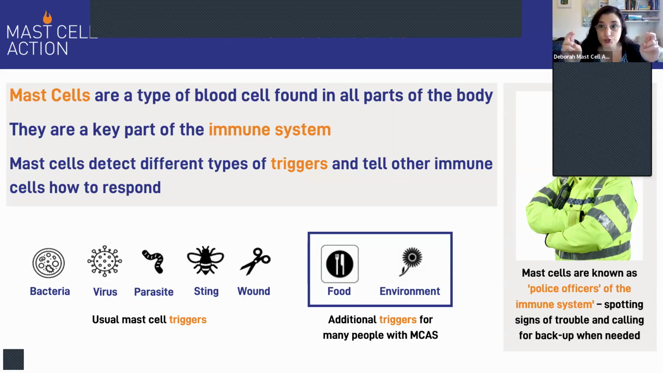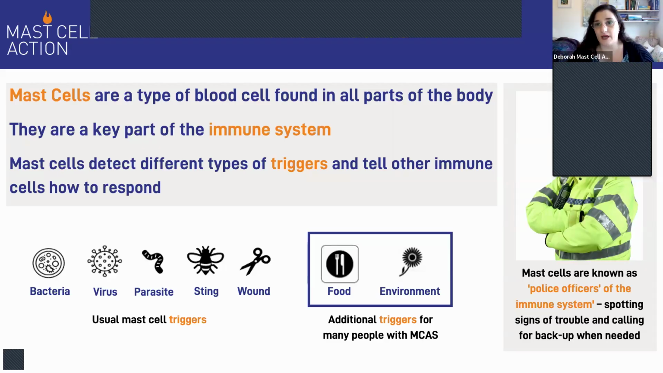So the things that should trigger mast cells are things like bacterial and viral infections, parasites, if we've been stung by an insect, that angry red, itchy feeling, that's your mast cells getting active. Or if we have wounds, they're part of our wound healing mechanism. So that's what mast cells should be doing.